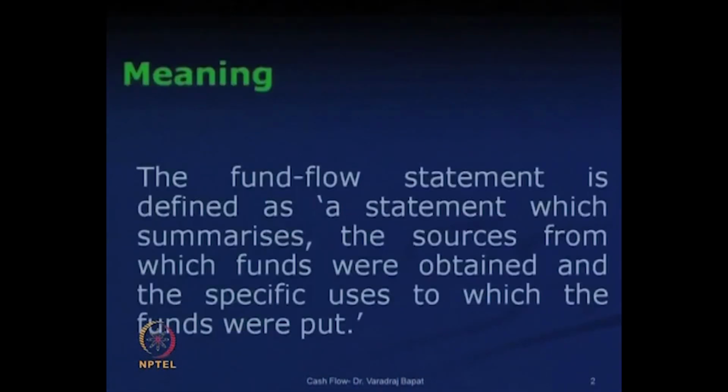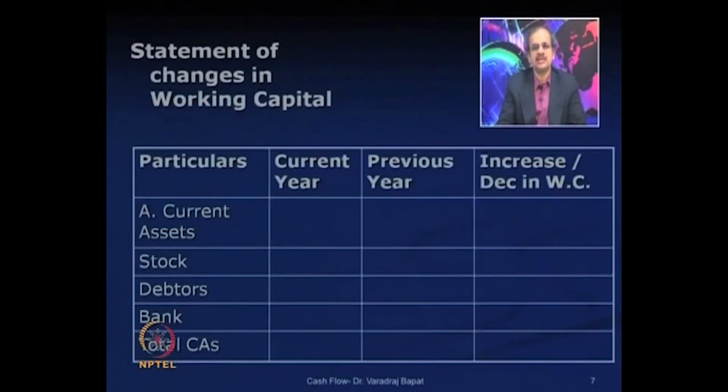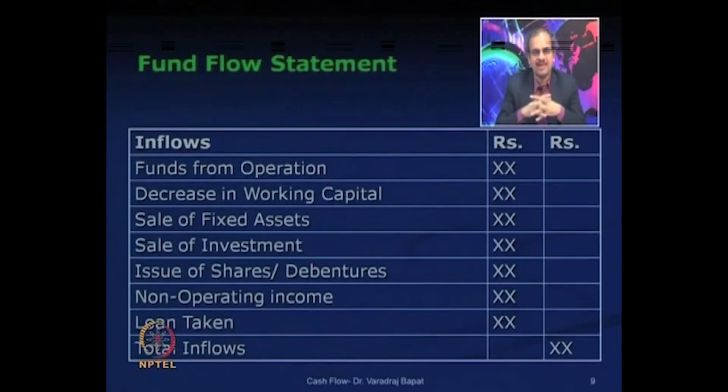Let us have a look at PPT for few moments and then we will solve the problem which we were solving in the last session. So, we have seen what is a fund flow statement. Let us have a look at it once again. This is the calculation of funds from operation. Here we calculate the net profit, add non-cash expenses, depreciation, adjust for non-operating items, and the figure which we get is funds from operations. To this we adjust for, we also calculate the changes in working capital, and this is the format of the final statement where we show inflows on one side.